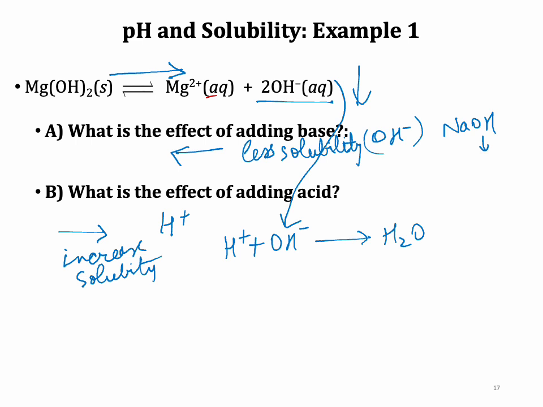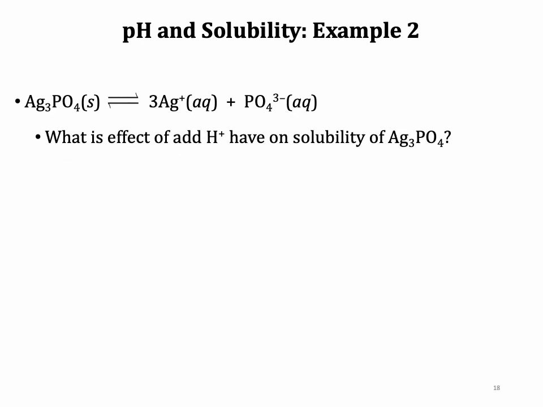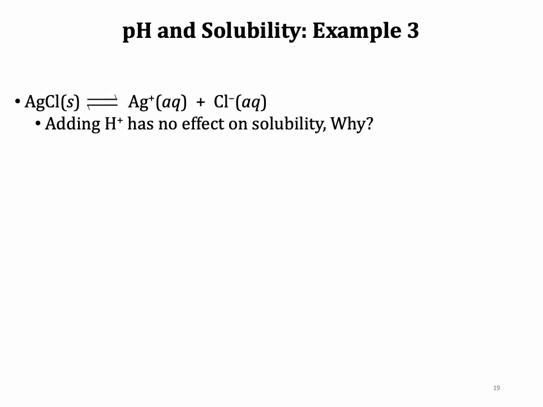That is the effect of adding common ion, removing common ion on the solubility of any ionic compound. Again, there are more questions. More question, for example, this AgCl. What is the effect of adding H ion? Okay, the question says adding H ion has no effect on the solubility. Why? We are adding H ion.